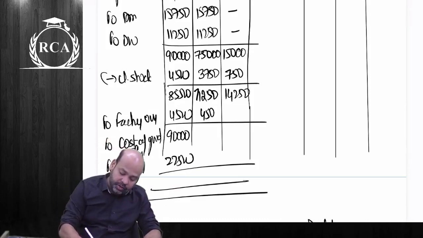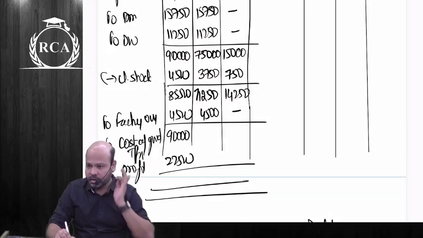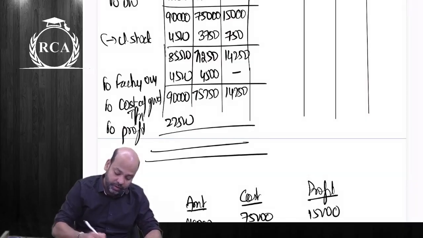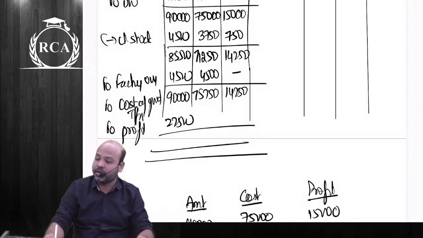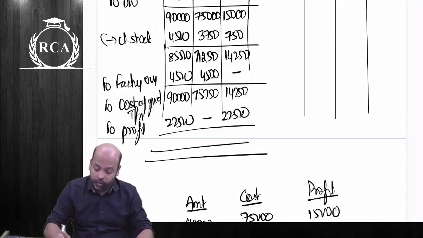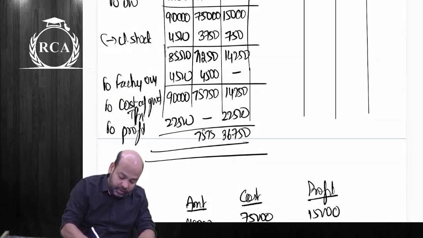Factory overheads, obviously I will write only under cost column, nothing under profit column. In दोनों का total बेटा, this will become 75,750, 14,250. Where do you think I should write 22,500? Entirely under profit. So guys, यहाँ तक profit कितना हो गया? 36,750. Cost is 75,750, 1,12,500.